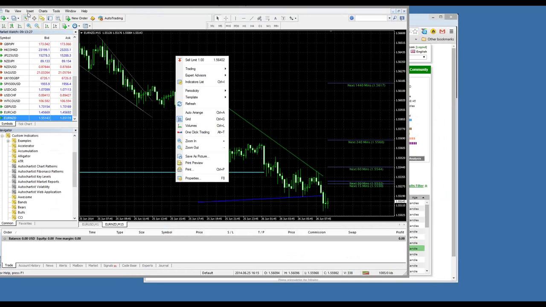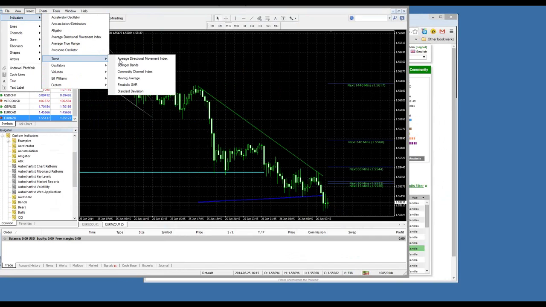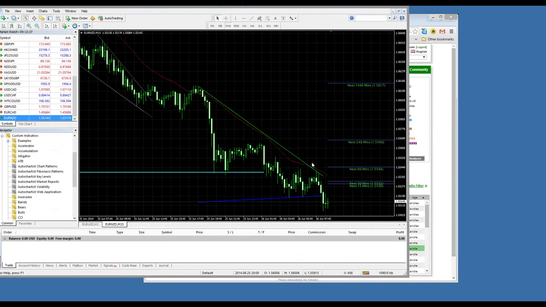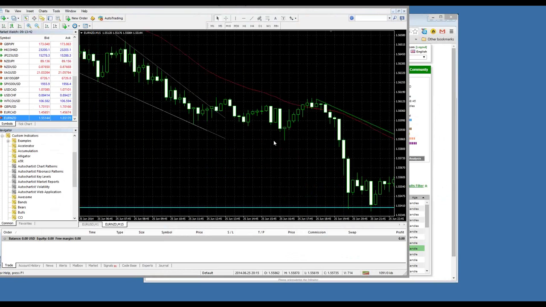So I would insert a trending indicator. I like to insert a moving average. I like to insert it of 30-35 candle. And what I look for, I hope you can all see my MetaTrader screen there. I'll zoom in a little bit.